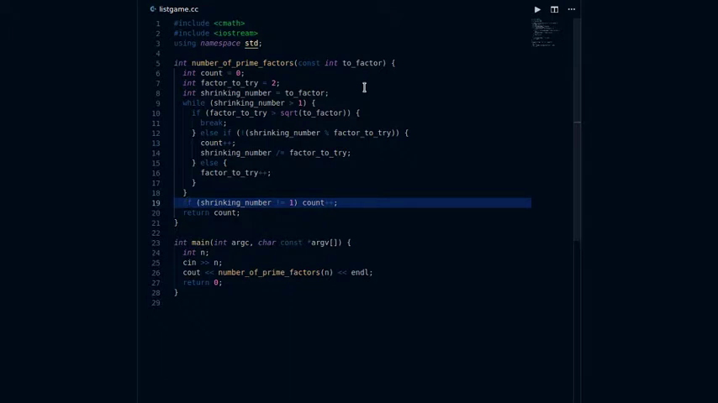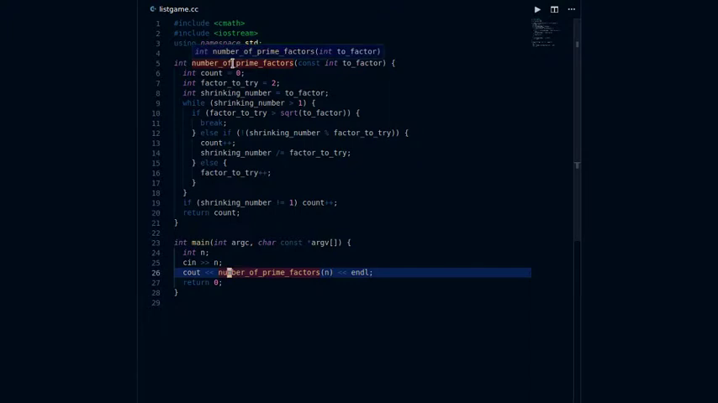So this problem, the main idea is that you need to find the prime factorization of the input number, and then output the number of prime factors. First off I read in the input here, and then I just call the number of prime factors function on that value, and then output the answer from that function. The majority of the code for this problem is actually in the number of prime factors function, so we'll go over that now.